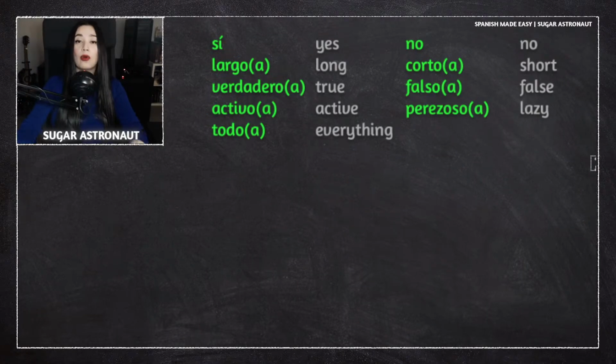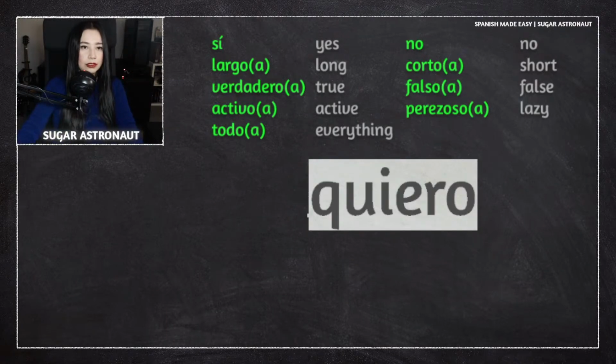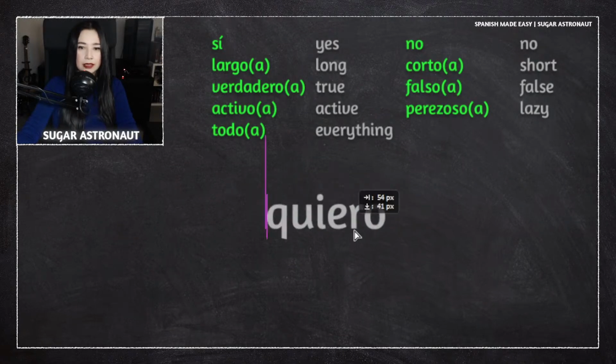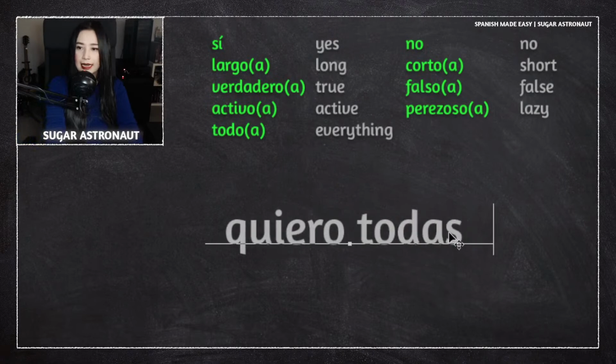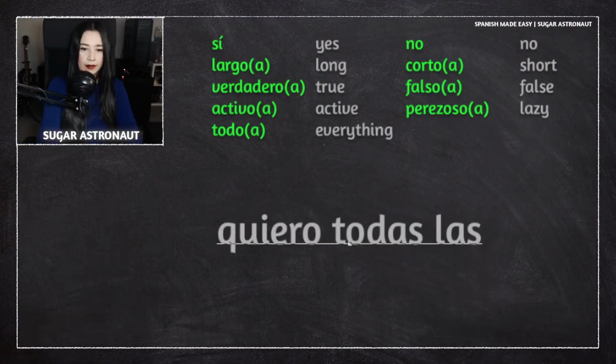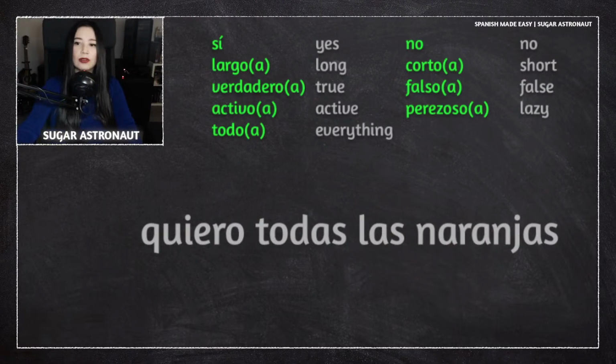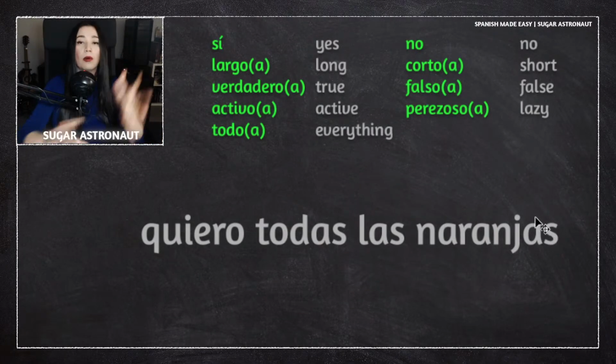For example, I can say quiero todas. It can also be plural. Todas las naranjas. I want all the oranges. Okay. Todas is plural and feminine because I'm saying naranjas. Naranjas is plural. So I'm just going to put it here because I'm pretty sure you want to see that, not just me saying it. Quiero todas las naranjas. Okay? So that means I want all the oranges, right?